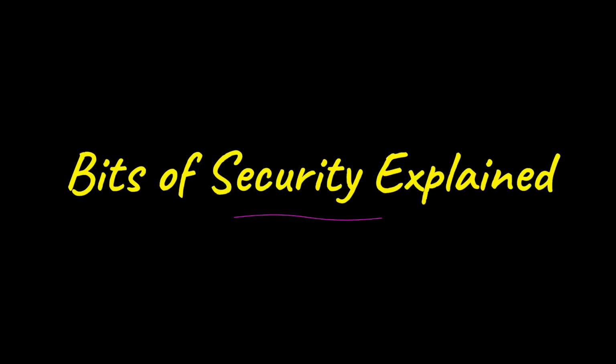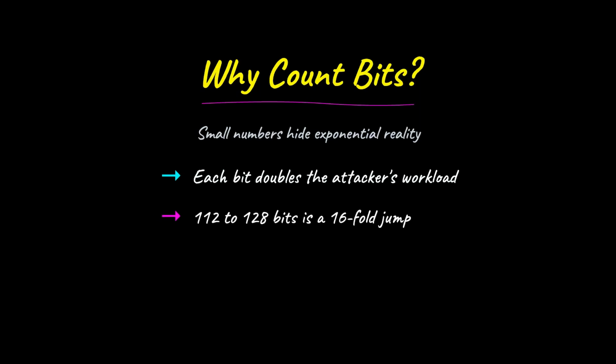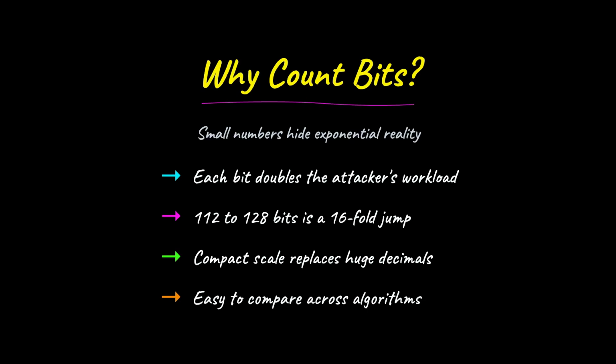The security level of a cipher, or its bits of security, measures how much work an attacker must do to break it, expressed as a power of 2. 128 bits of security means the best attack needs roughly 2 to the 128th operations, a workload no ordinary computer could finish before the universe grows cold. Stating strength in bits is convenient because it turns a giant number into a small, comparable figure. Each additional bit of security doubles the attacker's workload, so a jump from 112 to 128 bits is actually a 16-fold increase.